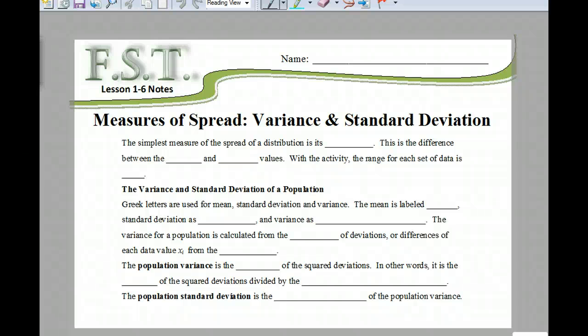Okay, so get through it all today, so we're just going to get a start on this. And today we're just starting chapter 1-6, and we're going to be talking about the measures of spread.